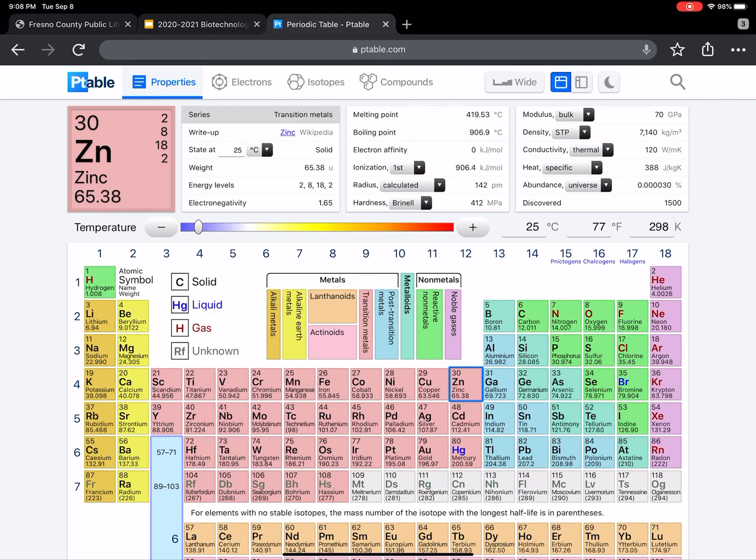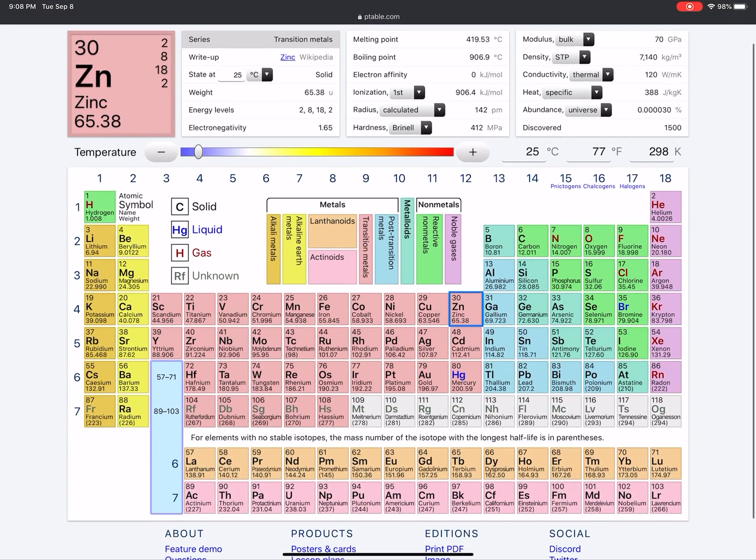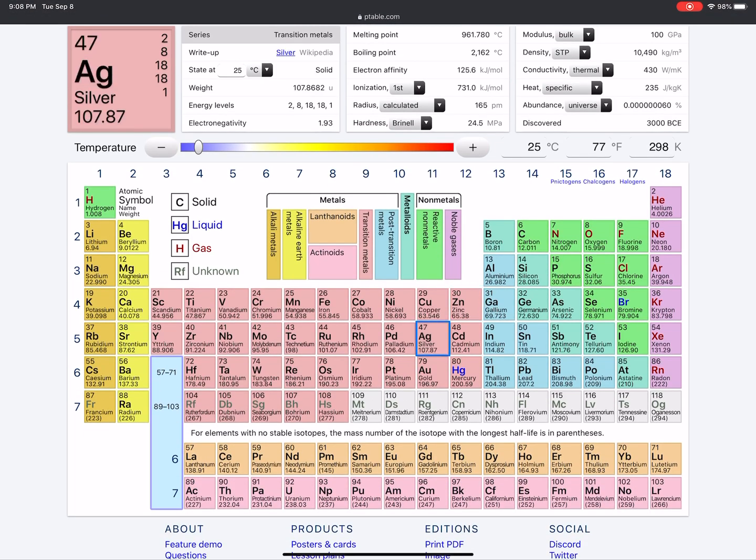This is just ptable.com, and it has a fully interactive, full-size periodic table for you to explore. So if you're interested, go ahead and take a look at it. It's one of the ones that Mr. Jordan and I appreciate and like, and it's got a lot of information, and they work hard to try and keep it up to date.